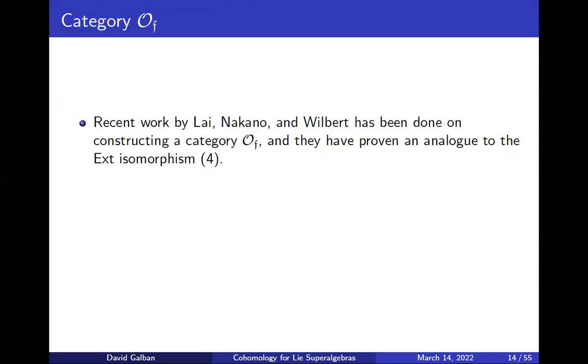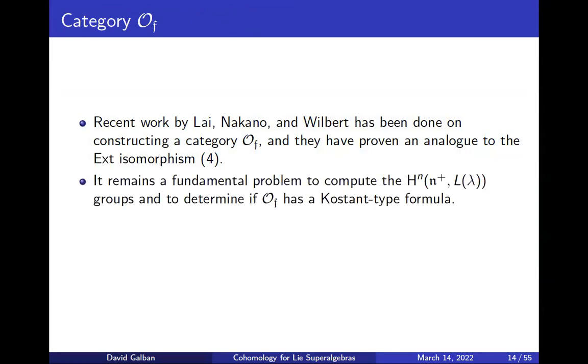Right. Now, recent work by Nakano and Wu has also been done on constructing a category L_F, and they've proven an analog to the Ext isomorphism that I've mentioned before. It remains, however, a fundamental problem to compute these H^n(n plus, L(lambda)) groups and determine if there's a Kostant formula for L_F in general. So this would be the analogous problem to determining the H^n(u, L(lambda)) for the ordinary case.